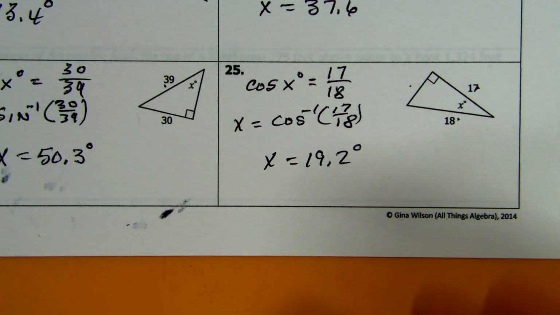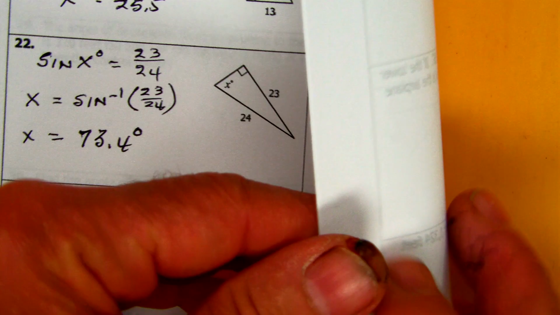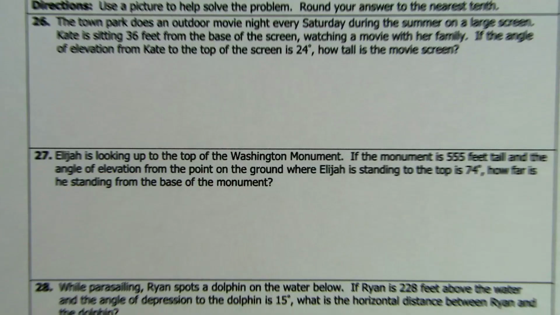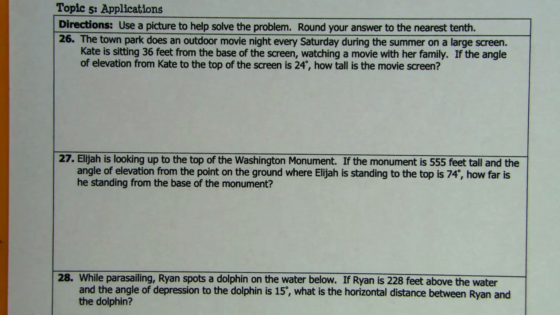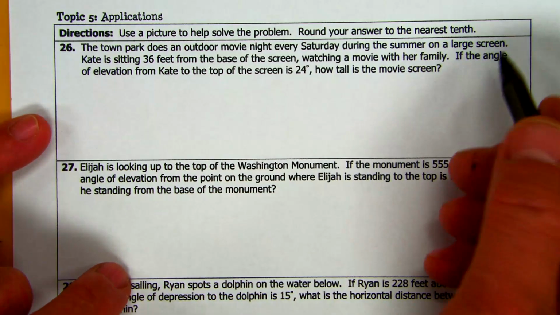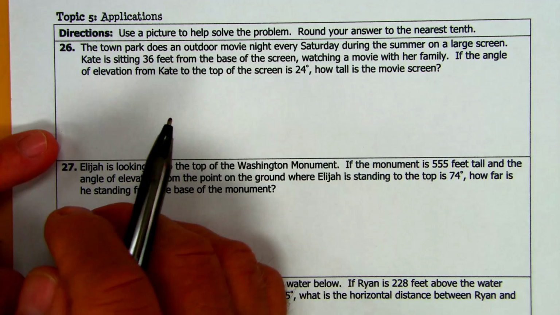Okay, that's some good examples. Hopefully that's clear. Okay, last page, we have some word problems. So let's look at the applications. Use a picture to solve the problem. We always want to draw a sketch and label it.